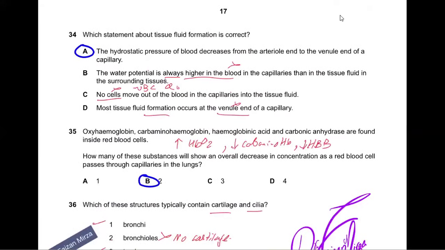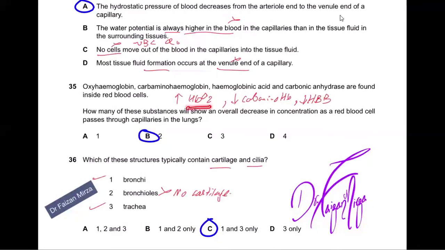Question 34. Which statement about tissue fluid formation is correct? The hydrostatic pressure of the blood decreases from the arteriole end to the venule end of the capillary. Yes, because as the blood moves along in the capillary bed, the hydrostatic pressure starts to drop down. The water pressure is always higher in the blood capillaries than the tissue fluid. Always higher is not possible. No cells move out. No, white blood cells do move out. Most tissue fluid formation occurs at the venule end. No, the tissue fluid formation occurs at the arterial end and the reabsorption occurs at the venule end.